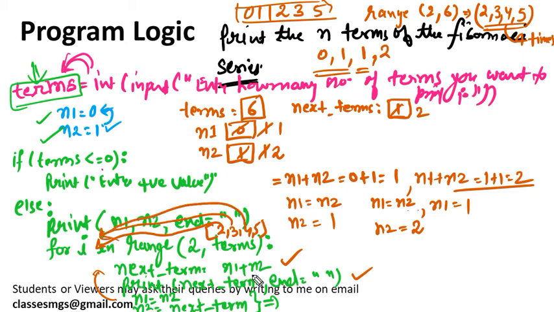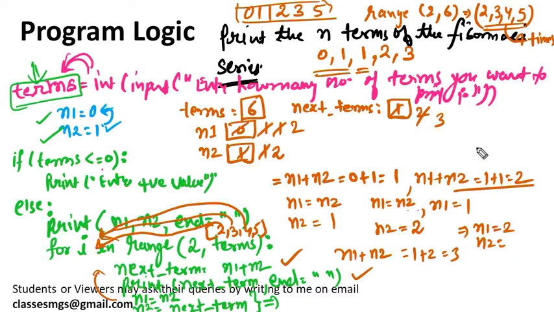Next term will become n1 plus n2. So n1 plus n2 will become what? n1 is 1, n2 is 2, 1 plus 2 is equal to 3. So next term value will become 3, and printing the next term will print 3 here. And now n1 equals n2, which means n1 will become 2, and n2 equals next term, whose value is 3. So n2 will become 3.